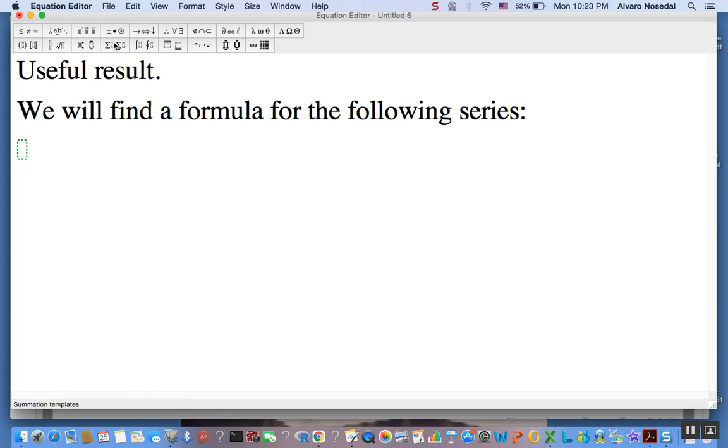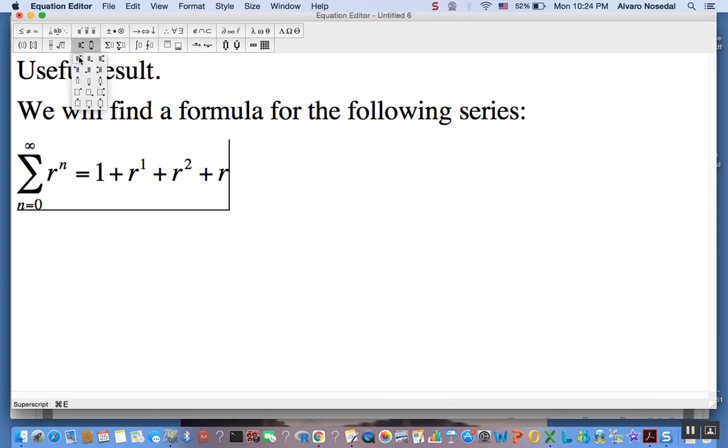So we would like to find a formula for this. Okay, so it's an infinite sum, that's a series, of r to the n power. So this would be something like this. R to the power of 0, that's 1, plus r to the power of 1, 2, 3, and so on.